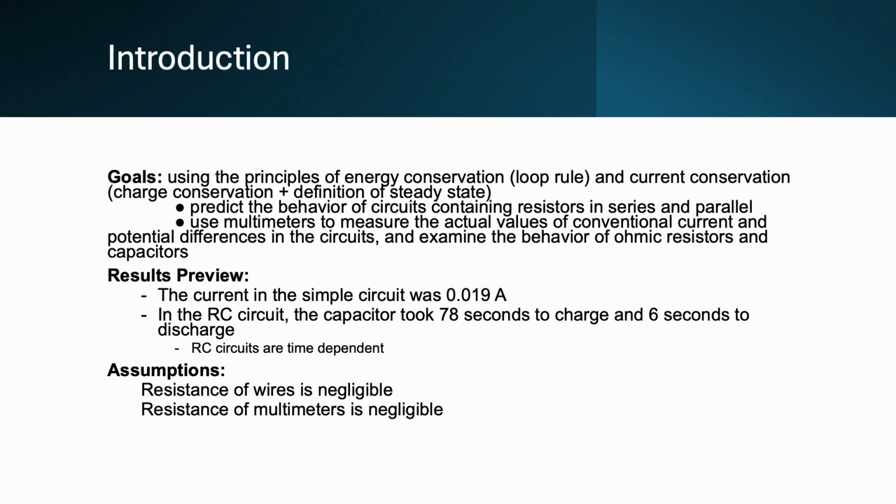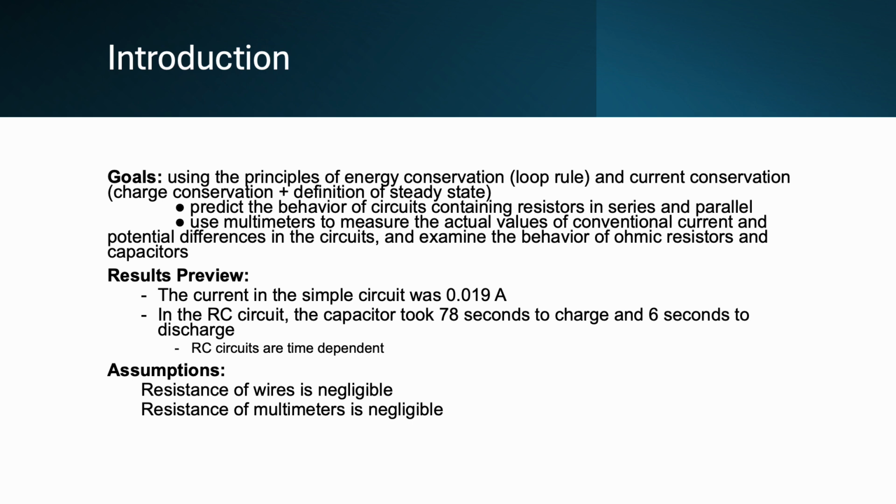So for the introduction, the goal of this lab was to use the principles of energy conservation, or the loop rule, and the current conservation, which is the conservation of charge and the definition of steady state, to predict the behavior of circuits containing resistors in series and parallel, and using multimeters to measure the actual values of the current and the potential differences in the circuit.